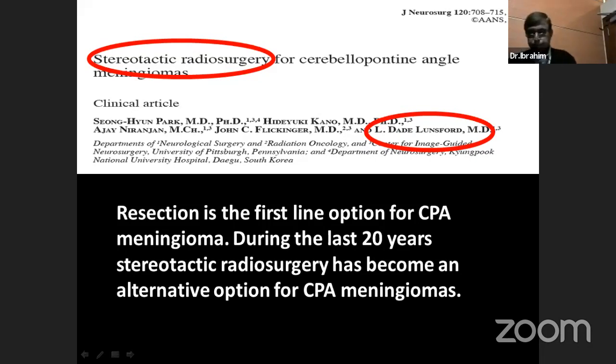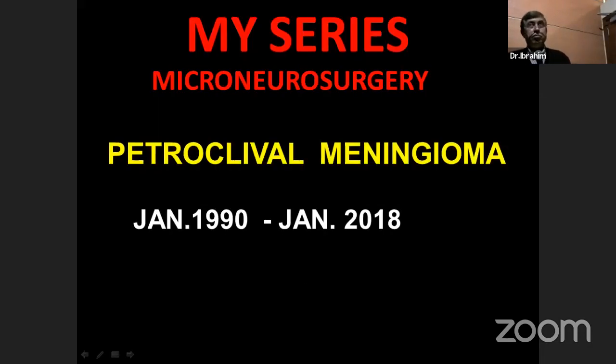We mentioned that. So I'll come to my series, petroclival meningioma from January 1990 till 2018. And why 2018? Why not consider the rest of 2018, 2019? Because you have to leave 2 years for a meningioma for a follow-up. You cannot include cases that you have done yesterday or the last year.